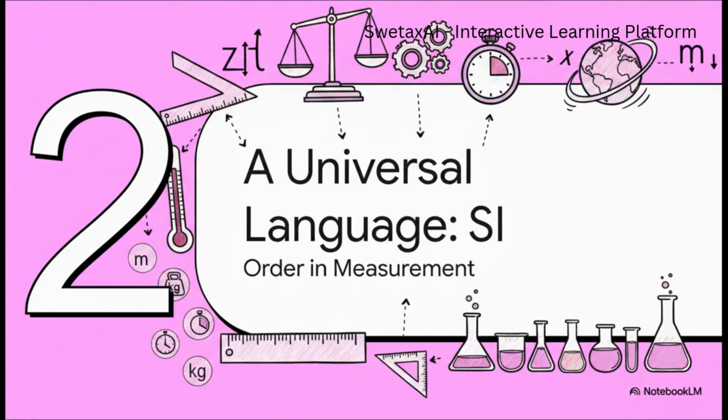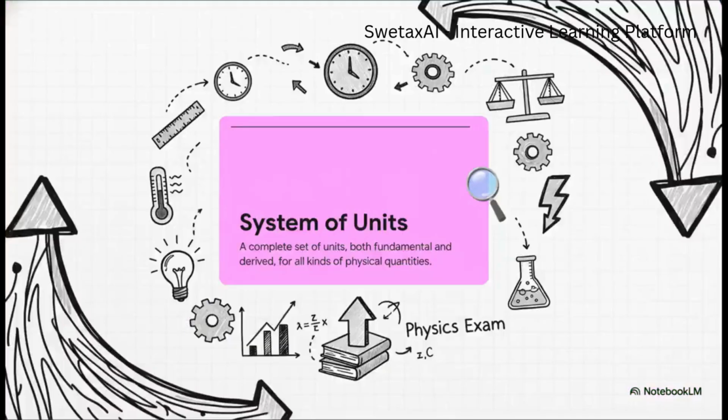So, to fix all of that chaos, the scientific world basically got together and said, okay, we need one universal language for how we measure things. And that's what a system of units really is. It's not just some random list. It's a complete, logical framework that covers literally anything and everything we'd ever want to measure in physics.